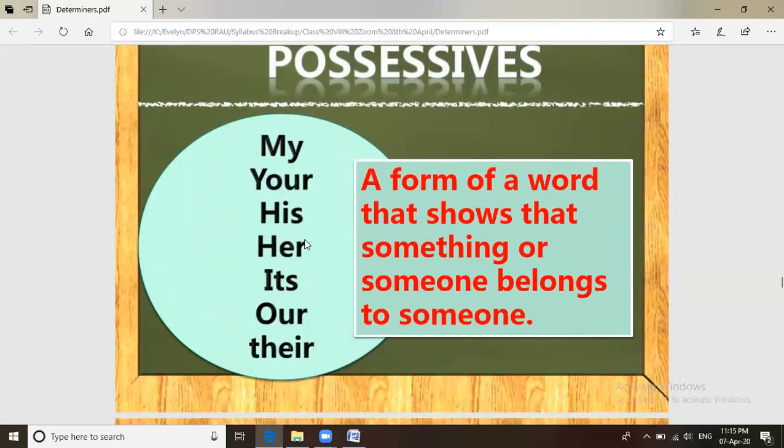Okay, so possessives, the next class of determiners. Possessives are the words that tell us that something or someone belongs to someone. Like my dog, your horse, his books, her bag, its leash, our homework, their houses. So these are possessives. They tell us that the following noun belongs to so and so person.